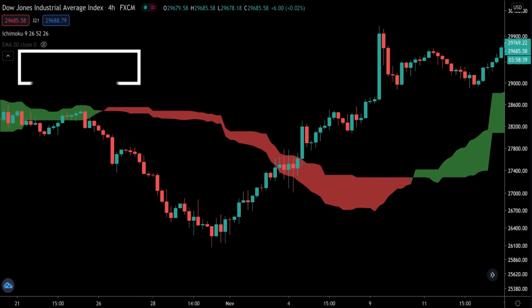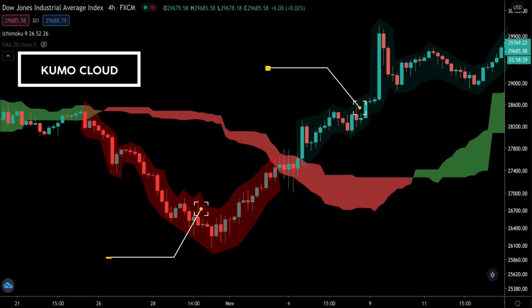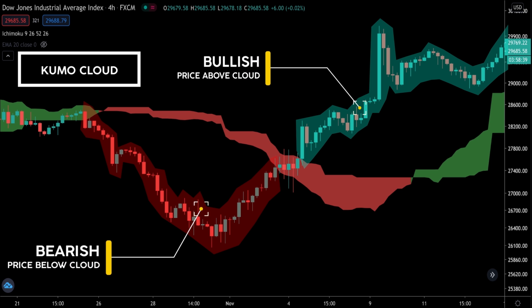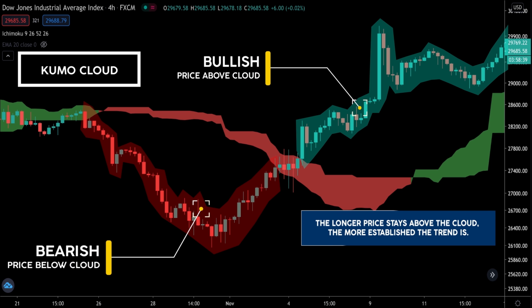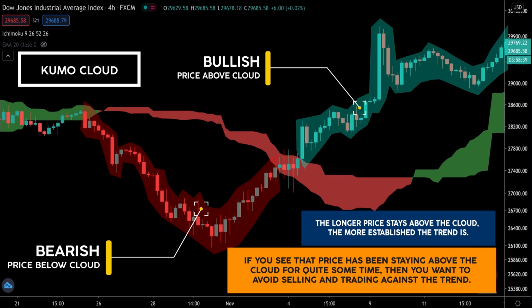We are finally down to the Kumo cloud, which is plotted as a cloud. Earlier, I mentioned that it functions as a dynamic support and resistance, but I didn't explain how to interpret it correctly. When price is above the Kumo cloud, that's a bullish trend. The longer price stays above the cloud, the more established the trend is. So if you see that price has been staying above the cloud for quite some time, then you want to avoid selling and trading against the trend.